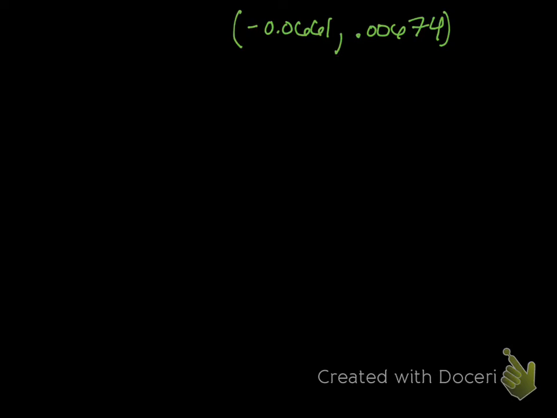Then it asks for successes for x sub 2, so that would be the 535. And the n would be 1010. And the confidence level was 0.9. And you should get the interval of negative 0.0661 to 0.00674.